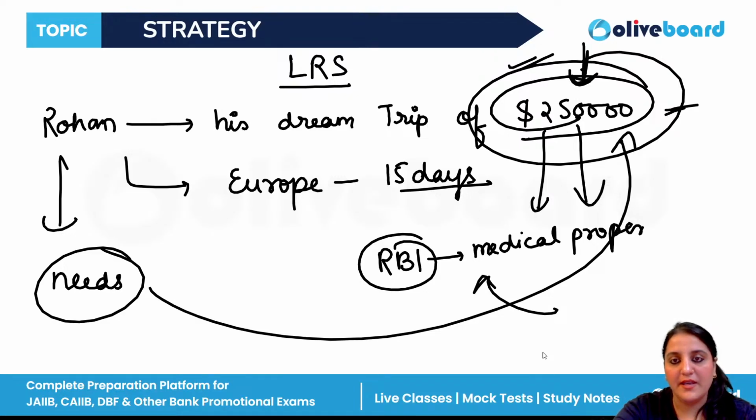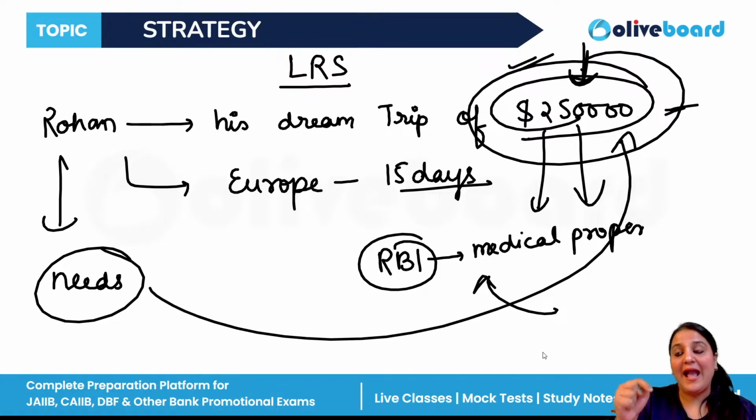Now if Rohan asks, can I send some money to my cousin who is studying in Canada, is that allowed? Yes, this is also allowed. This comes under the gift or maintenance of relatives. Maintenance of relatives means any person in India can maintain their close relatives. The definition of close relatives is also different.